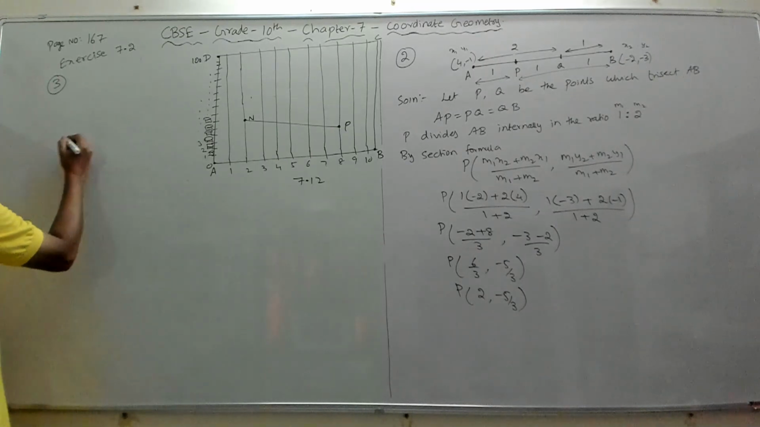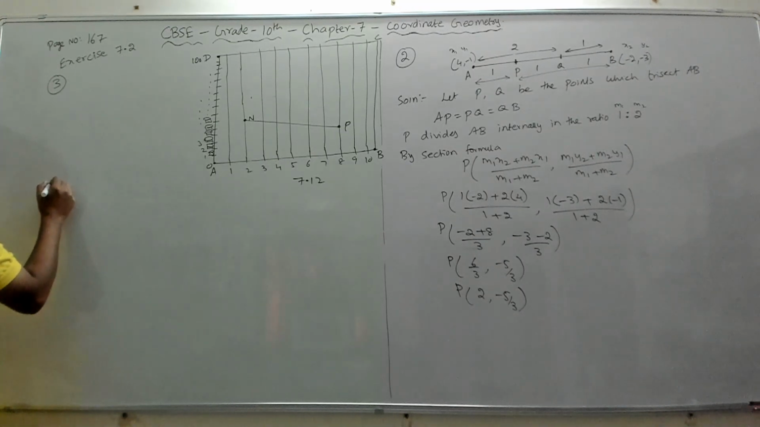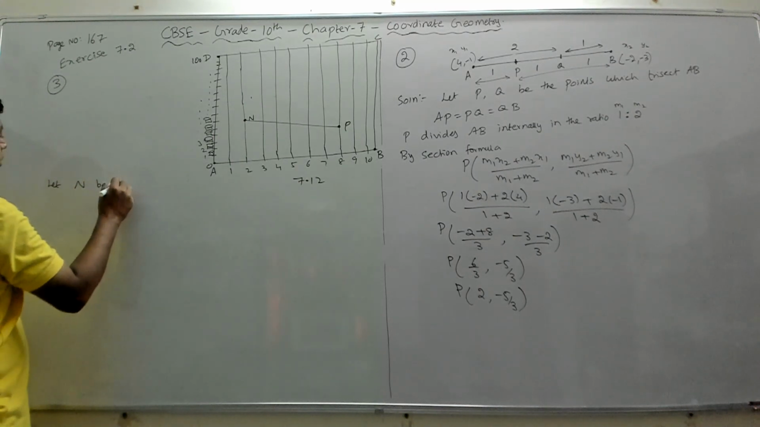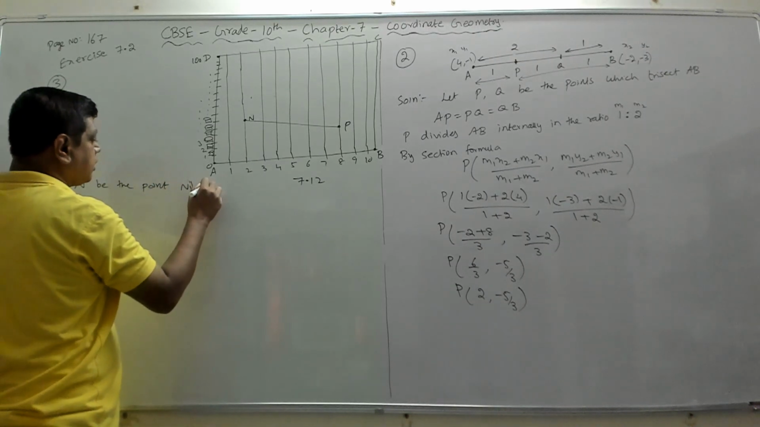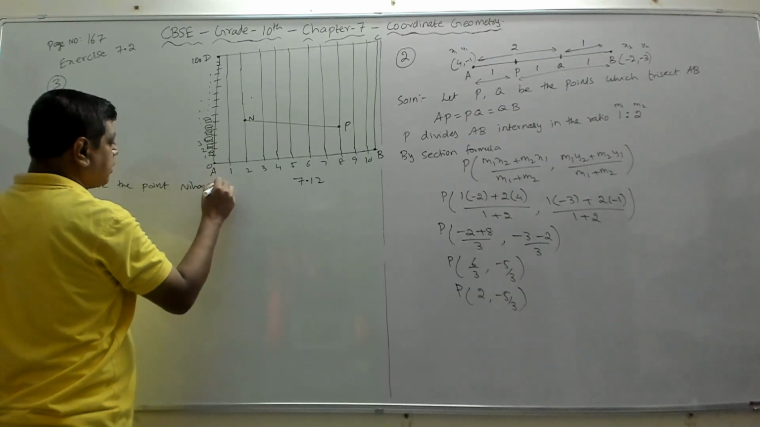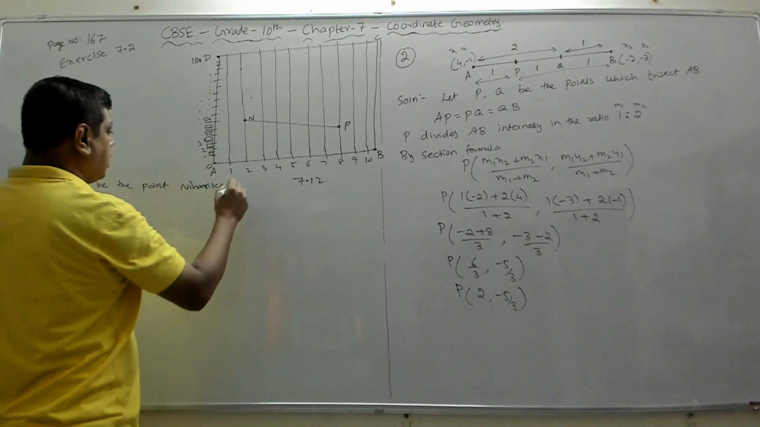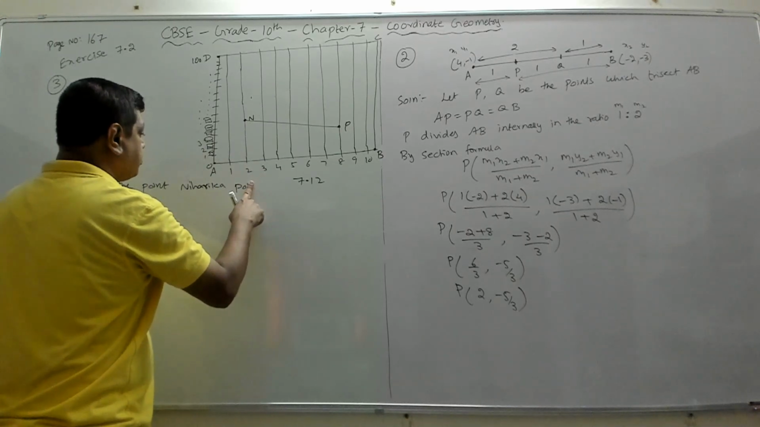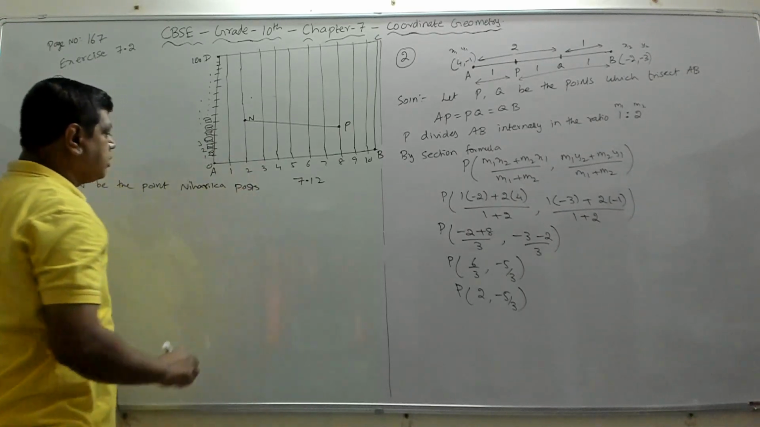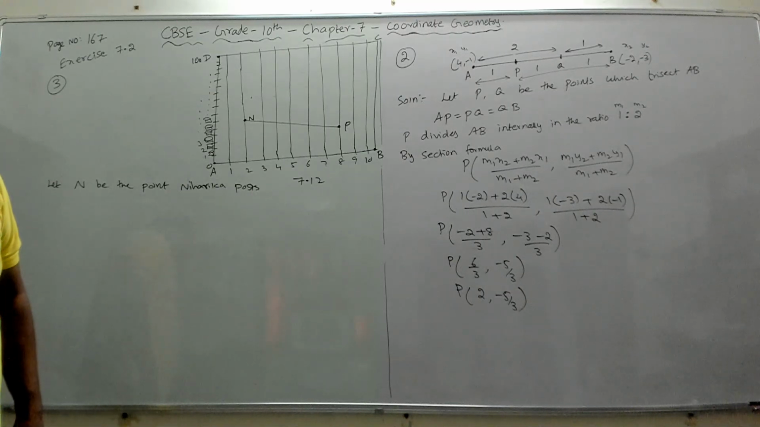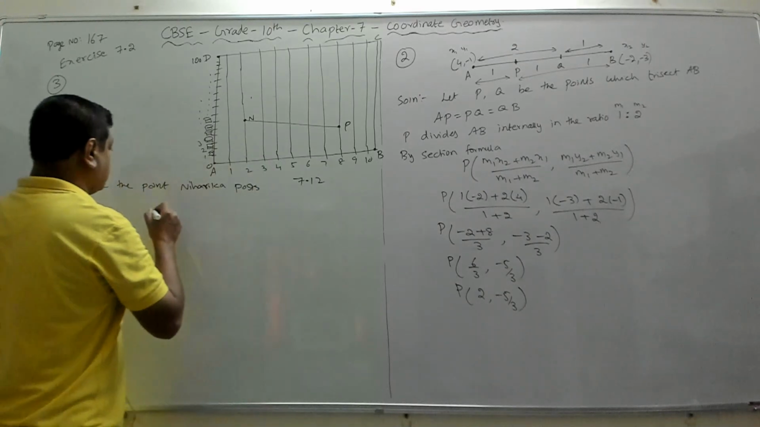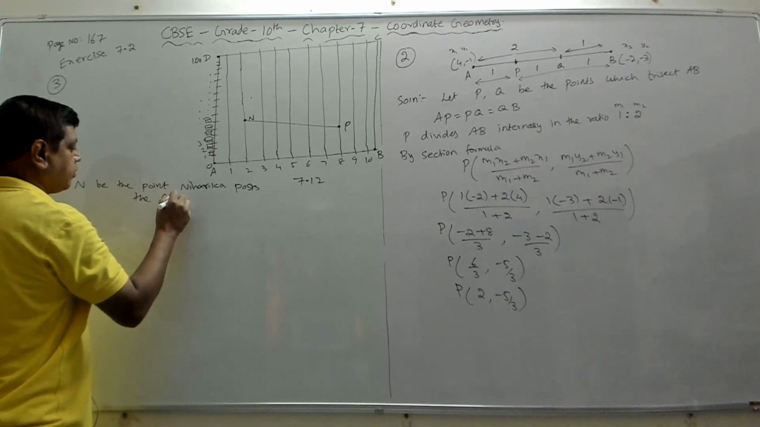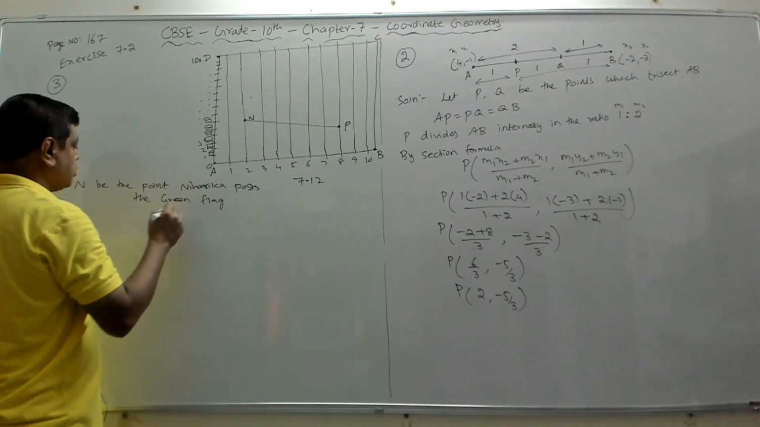Fine. So we will say this. Now we'll say, let N be the point where Niharika posts the green flag. So what will be the point N?